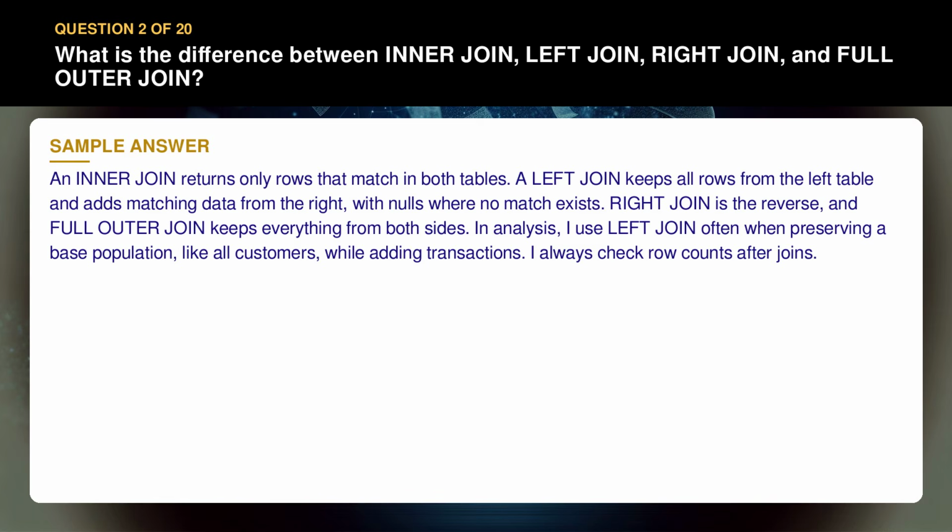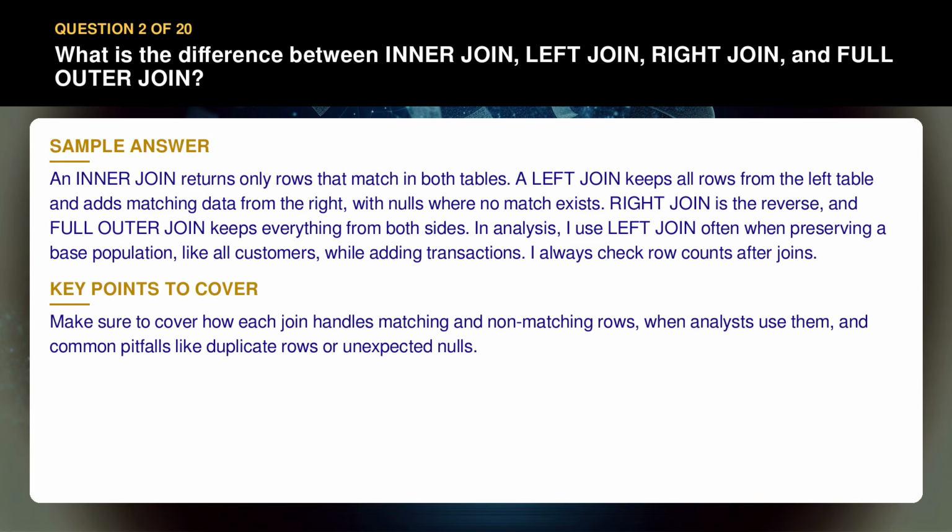An inner join returns only rows that match in both tables. A left join keeps all rows from the left table and adds matching data from the right, with nulls when no match exists. Right join is the reverse, and full outer join keeps everything from both sides. In analysis, I use left join often when preserving a base population, like all customers, while adding transactions. I always check row counts after joins.